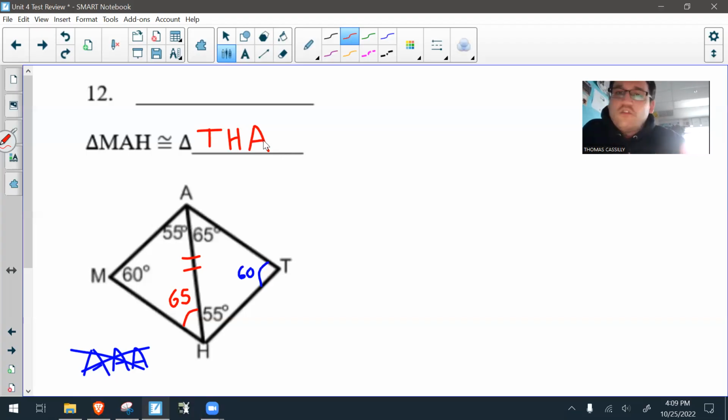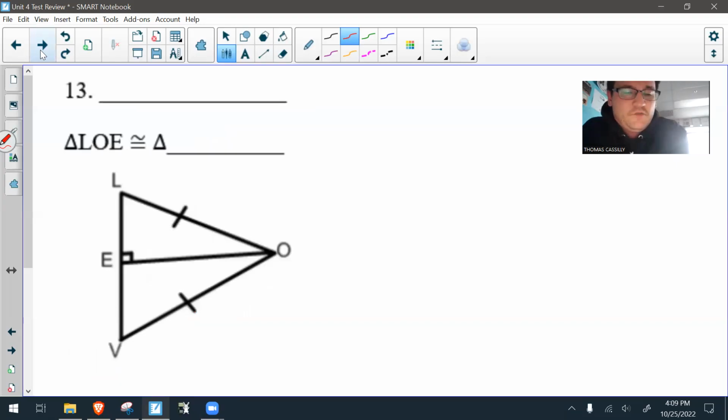Now there's actually two reasons for this one. I could say either angle, side, angle, or we could say angle, angle, side. Both of those would be correct for this problem. And that's all we got.